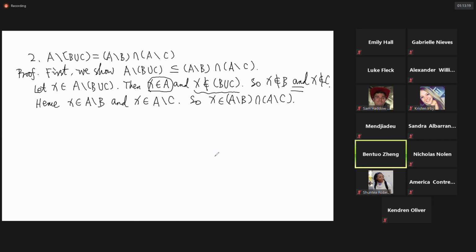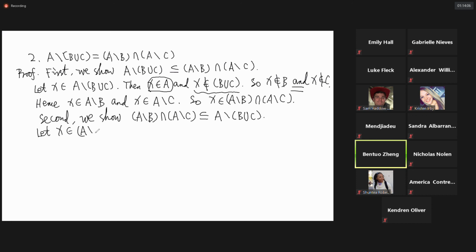Okay, so we proved the first step. So A minus (B union C) is a subset of (A minus B) intersect (A minus C). Now the second step is to show the right-hand side is a subset of the left-hand side. So second, we show that (A minus B) intersect (A minus C) is a subset of A minus (B union C). To show this, we take any element X in (A minus B) intersect (A minus C).